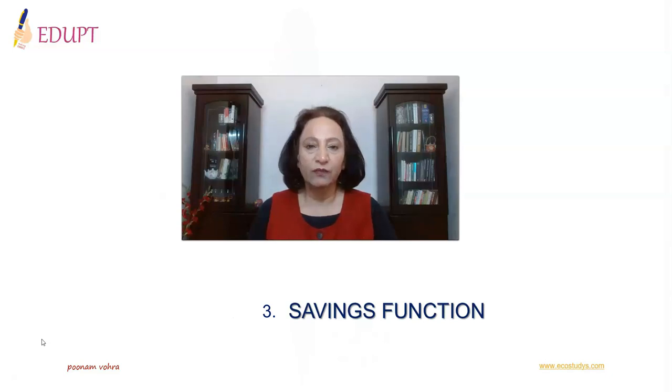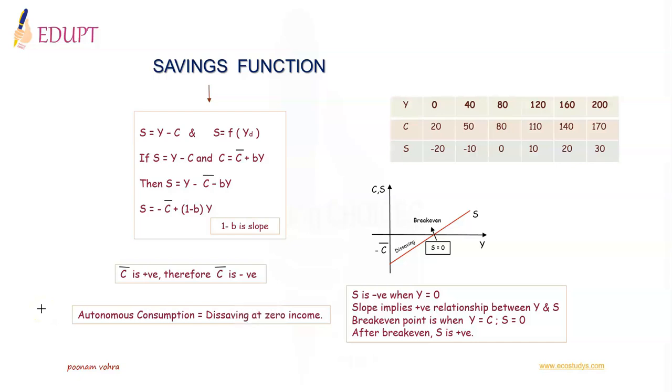Savings is a counterpart of consumption, as whatever income is earned is either consumed or saved. So, to know more about savings function, let's begin. Savings function shows a functional relationship between income and savings. That is, savings is that part of income which is not consumed.